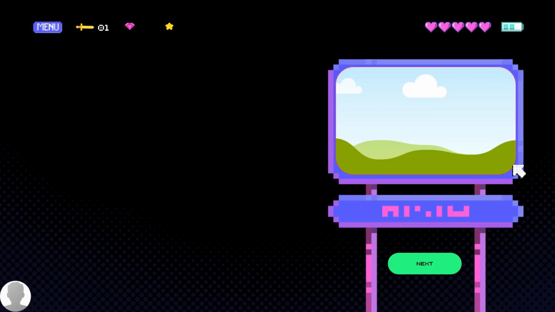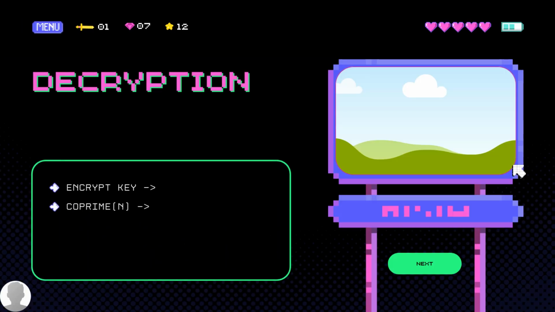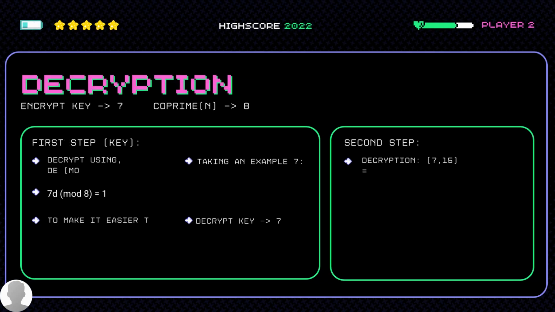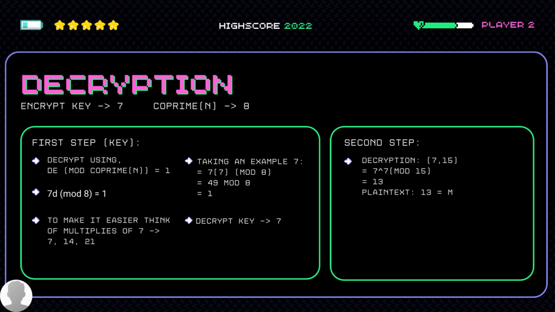Thank you. Right now, I will explain how to decrypt using the RSA technique. As we know, we already got the encryption key and coprime of n, which are 7 and 8 respectively. So the first step would be generating the decryption key. Firstly, we will use the decrypt formula, which is d times e mod coprime of n must equal 1. Then we substitute the values. Then it would be 7d mod 8 equal to 1.